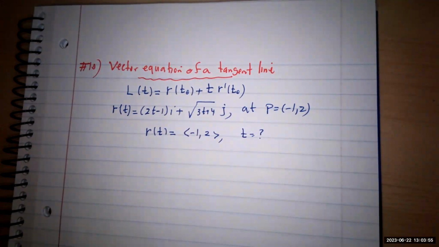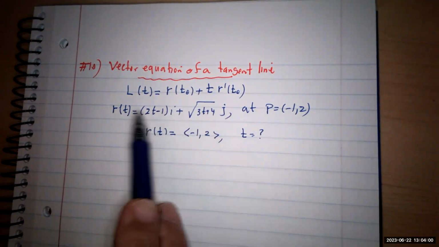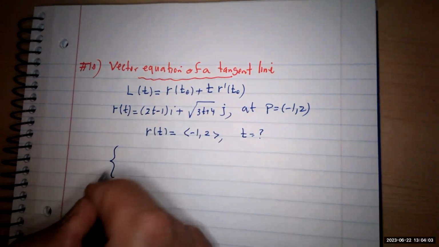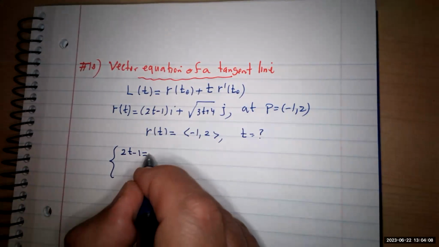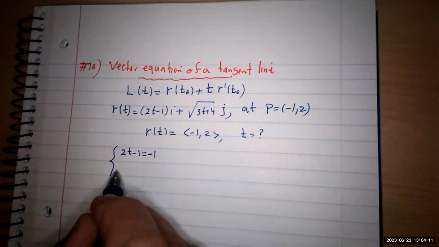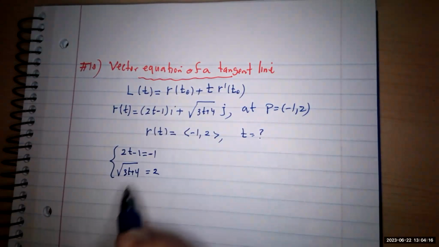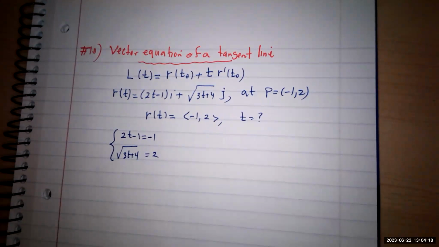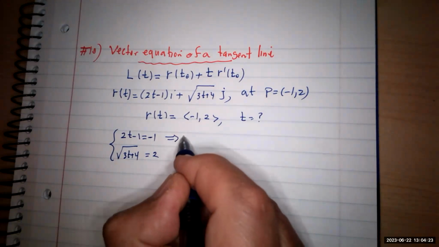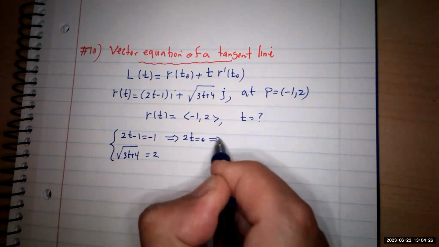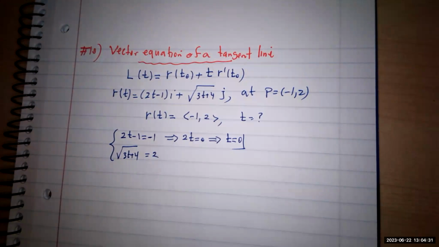So you compare it with the components of your function. The first component must be the same, so you want to find the t so that 2t minus 1 equals -1. You can guess, but I just write it down. And the second component, the square root of 3t plus 4, must be equal to 2. You get it from the first part, and that gives 2t equal to 0, so t must be 0. You check it to make sure that it's correct.